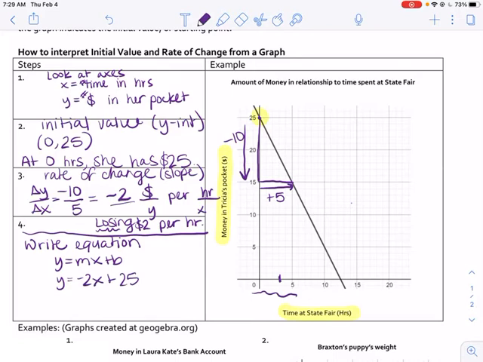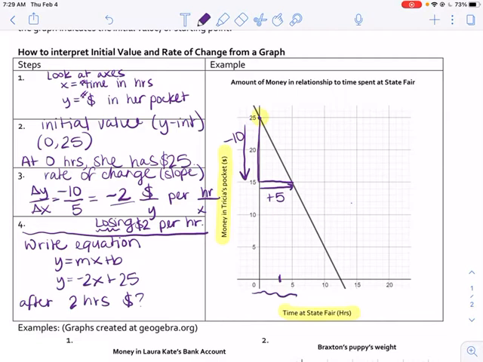Now, they could ask you potentially any question about what's going on in this graph. You could look at the graph, or you can use this equation now. So if they were to ask you, how much money does she have in her pocket after 2 hours? I'm going to write that down. So after 2 hours, how much money does she have? I didn't write the whole question, sorry.